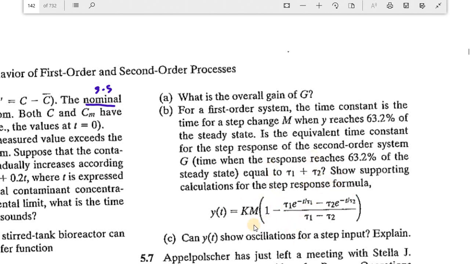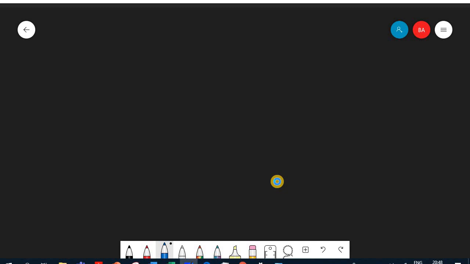This is the formula given to us. If you do the Laplace, you do the partial fractioning and then the inverse Laplace. Can y of t show oscillations for a step input? Of course, we said that anything that would show an oscillation should have complex roots in its denominator, the zeros of the denominator, which we call the poles. That's all for now, so let's start solving the problem.